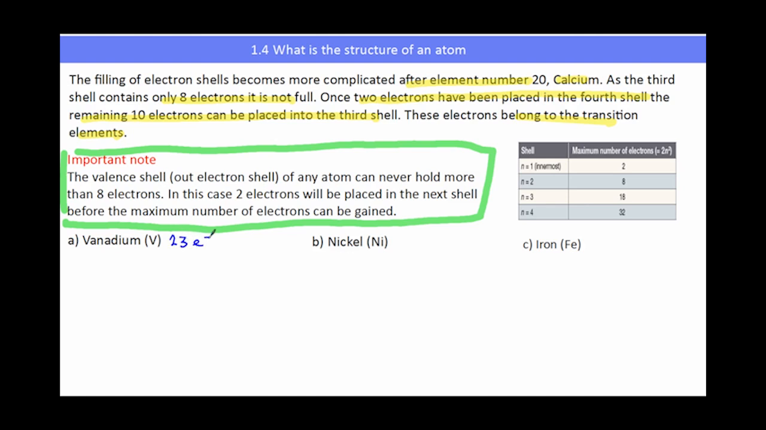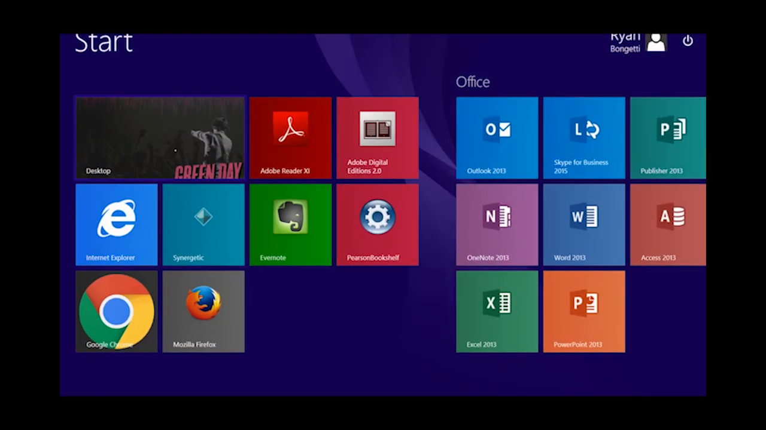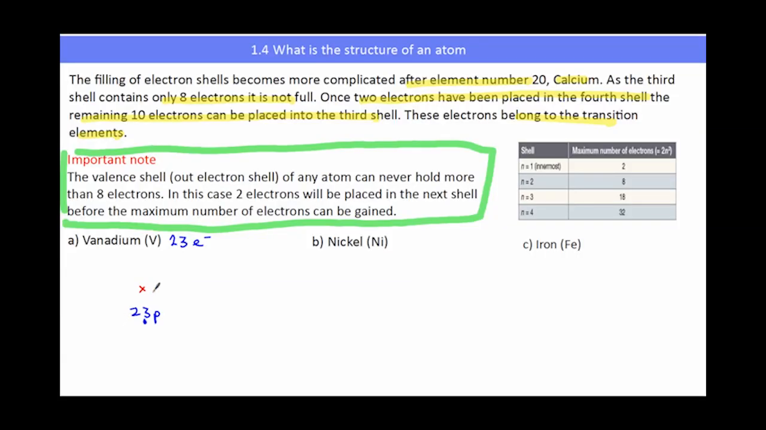So vanadium, for instance, has 23 electrons. So it will have 23 protons. So the first shell will be full. It will have 2 electrons in the first shell. The second shell will also be full. It will have 8 electrons in the second shell. So that's 10 electrons in total. So I've got another 13 electrons that I need to fill.